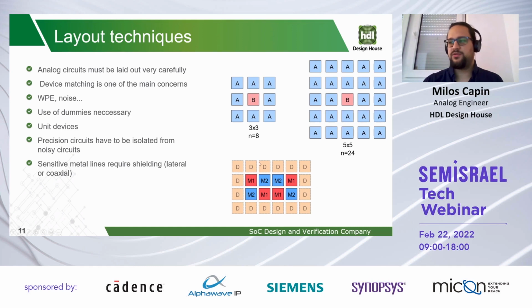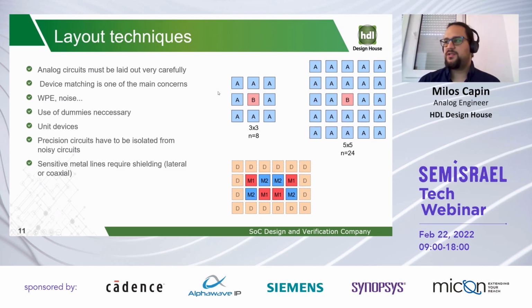However, sometimes we have to use dummy devices. Those are the same devices as the active devices. They can have the same dimensions or maybe smaller dimensions, but we use them to surround our active circuits. And this is a big concern for area. Sometimes when moving from one technology node to another, we can basically move to a technology that requires a lot more dummies to function properly, and the area of analog circuits can increase for this reason.